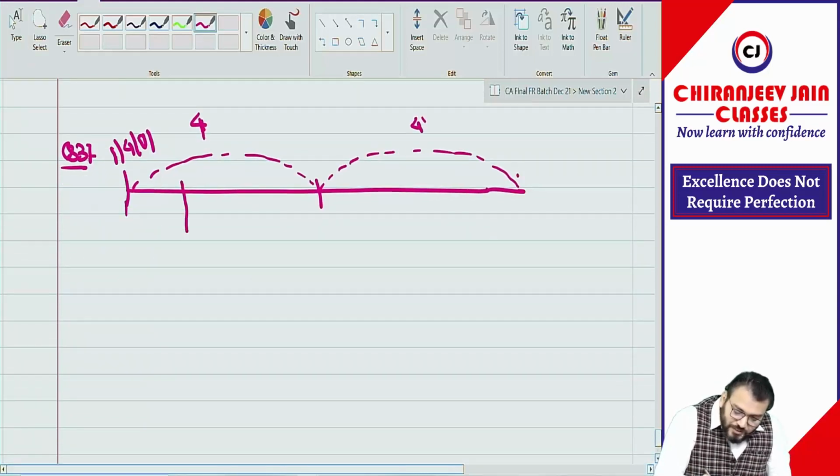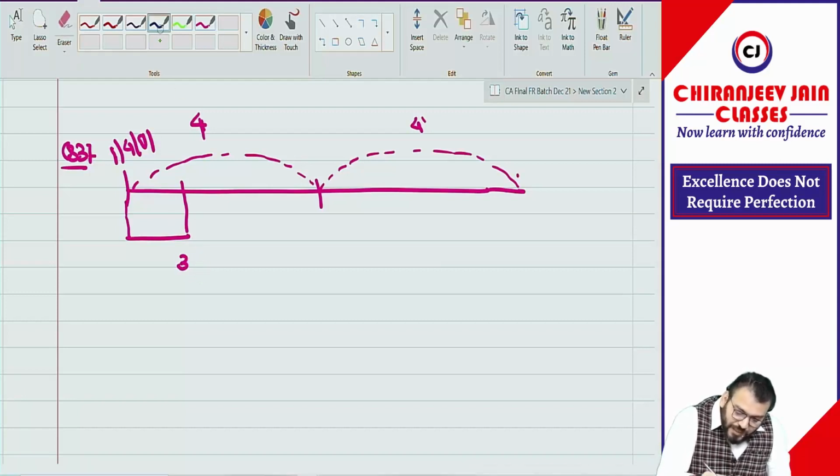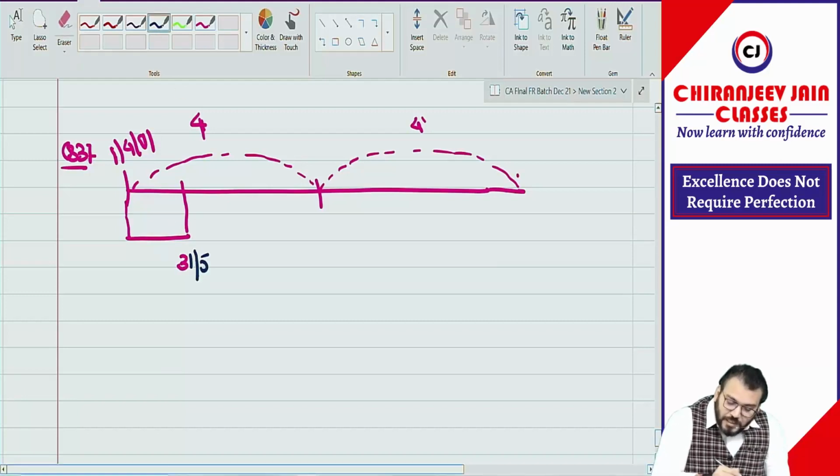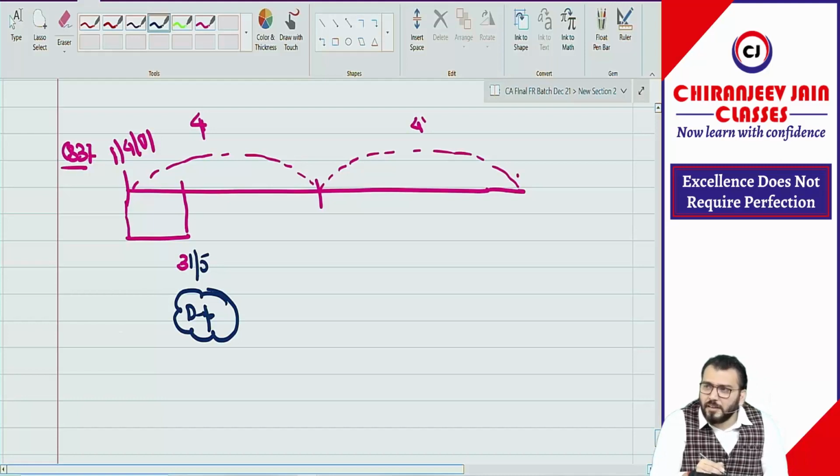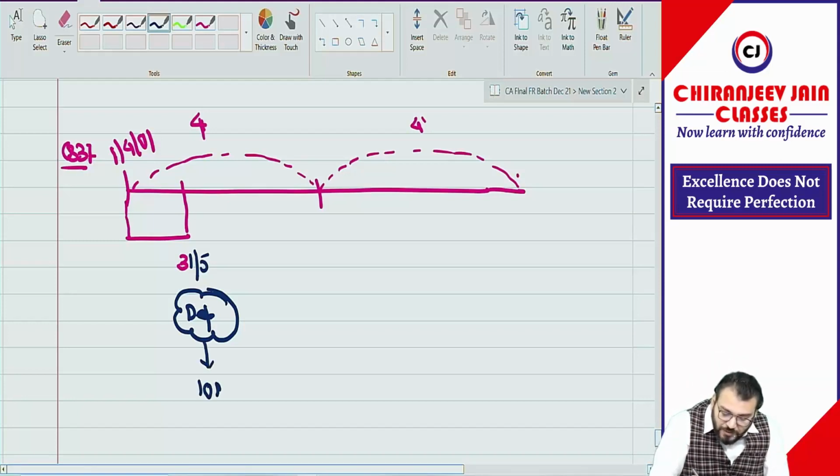And construction was completed on 31st May. Depreciation will commence from this date. 31st May. So depreciation will commence from this date. For the first year, depreciation will be for how many months?